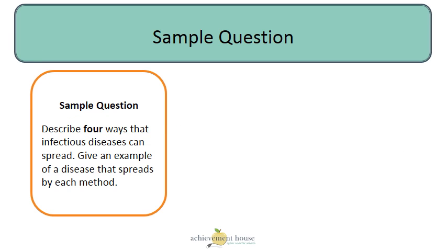Here's a sample PSSA Science constructed response question. Describe 4 ways that infectious diseases can spread. Give an example of a disease that spreads by each method. Now look at this carefully and think about, what is this question asking me? What's the specific information? And how many parts does this question have?